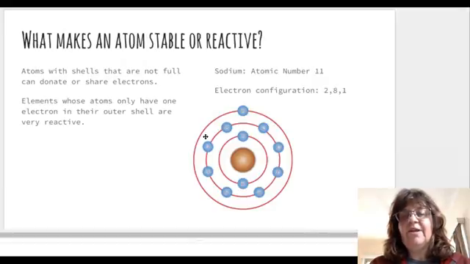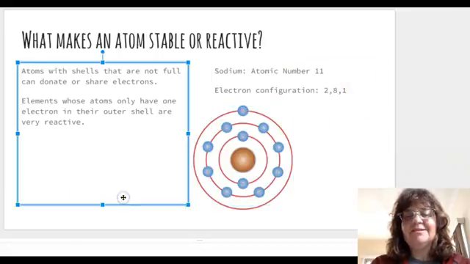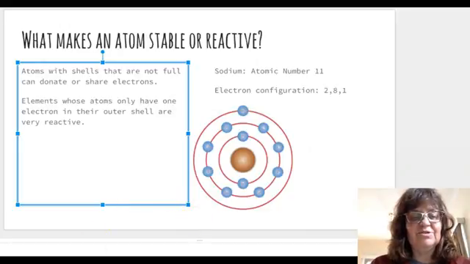Elements whose atoms only have 1 electron in their outer shell are said to be highly reactive. They really want to get rid of this electron. They just want to have this nice outer shell here. One of these is sodium. Its atomic number is 11, and its electron configuration is 2, 8, and then you've got that 1 there, so that tells us it's going to explode, it's going to burst into flame, it's going to do all sorts of stuff that it likes to do.